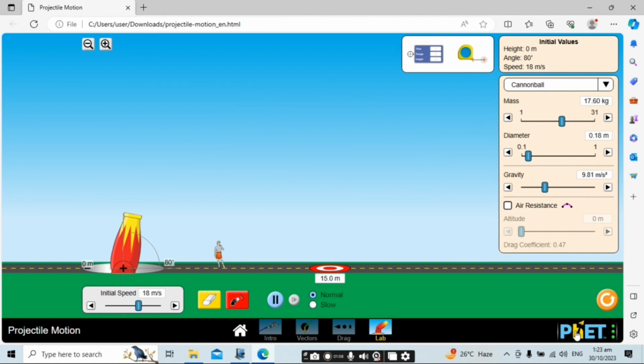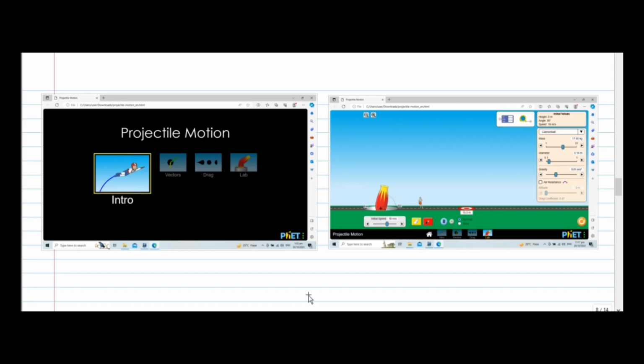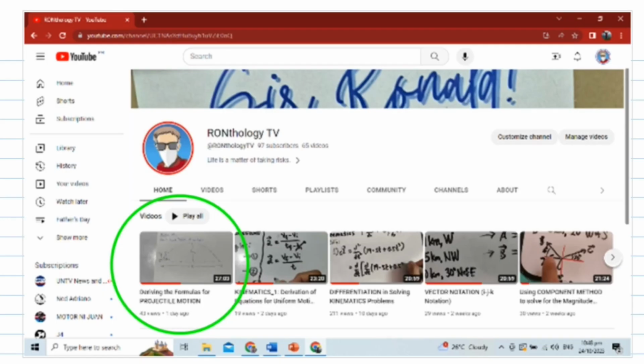So, pwede nyo itong i-download and then pwede nyo i-manipulate para makita ninyo yung effect ng bawat variables or bawat parameters. Okay? So, close ko na muna to. Now, let's proceed to the mathematical aspect of projectile. So, skip ko na yung derivation of formula.